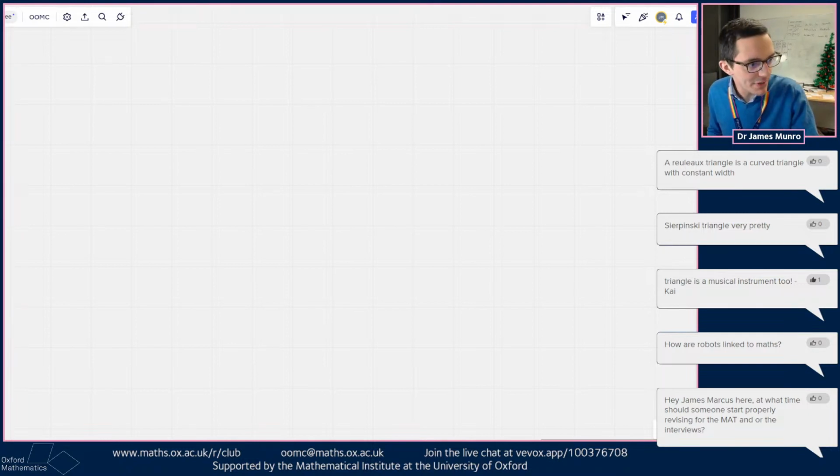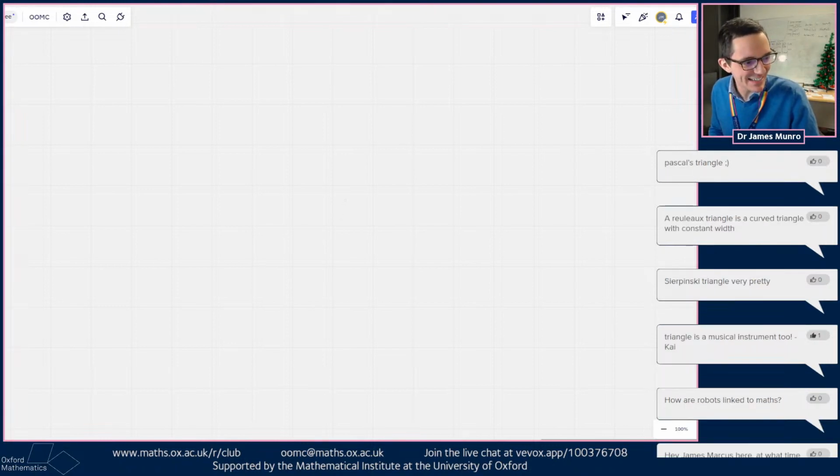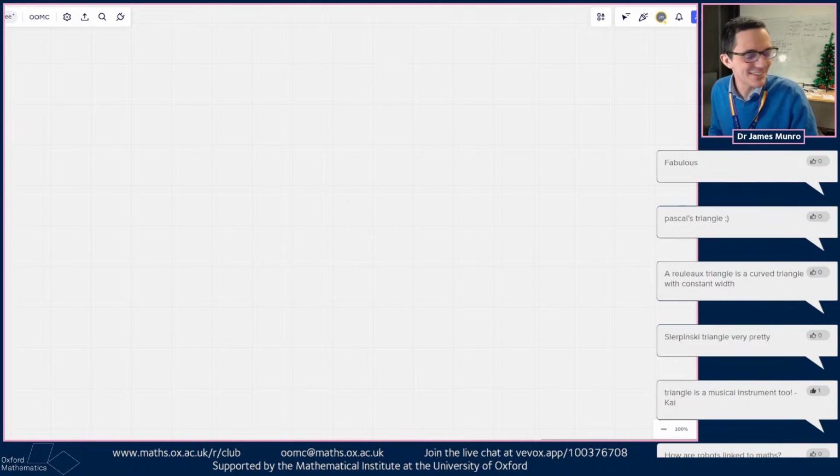And we got votes for Sierpinski triangles and Pascal's triangle. Kai, who previously gave us triangles have three corners, hitting us again with the hard facts that triangles are also instruments. Right, Pascal's triangle's got several votes. I do want to talk about Pascal's triangle. It is my favourite triangle.